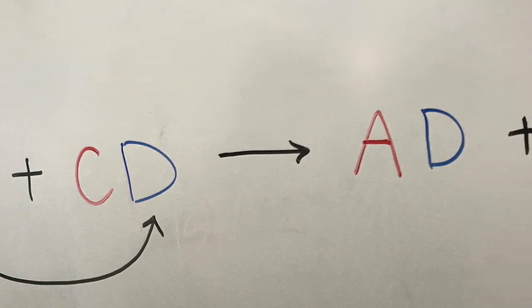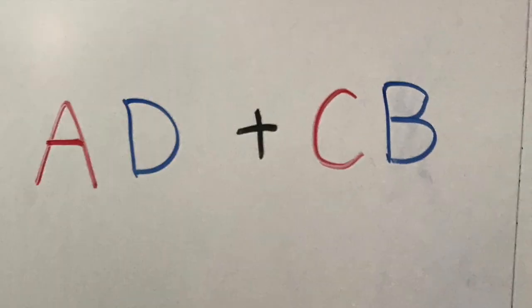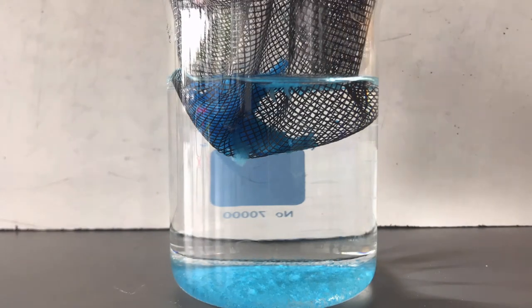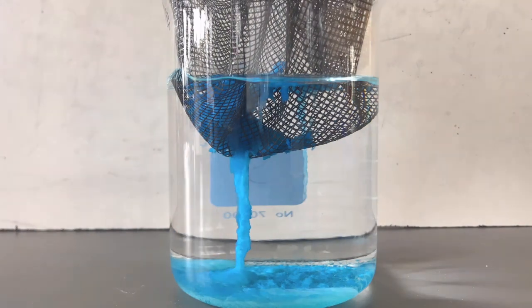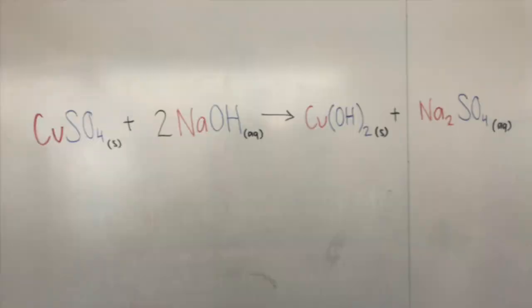Now there are 2 new ionic compounds, AD and CB. Each compound still has a positive and a negative part. The same idea applies to the stalactite reactions you just saw. Let's use the cupric sulfate example.